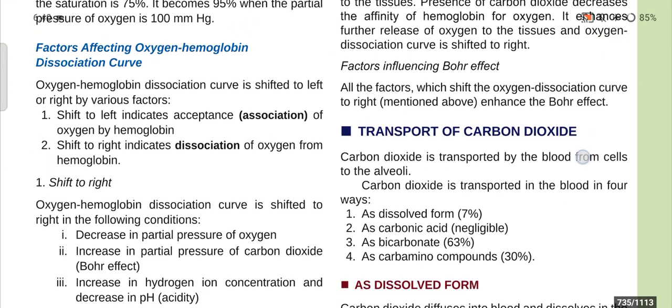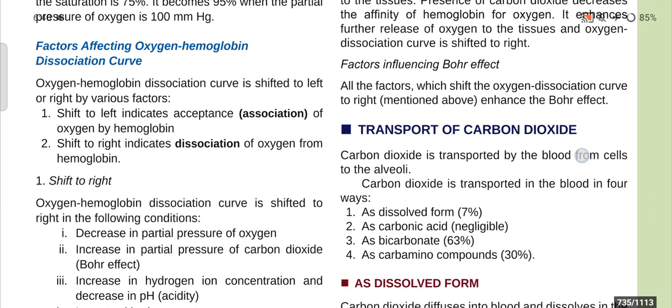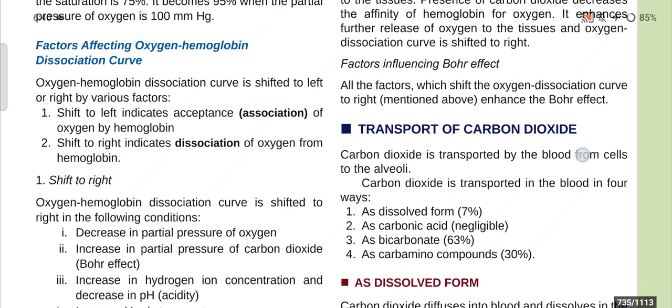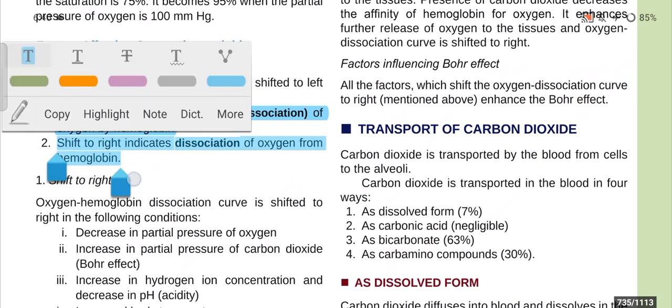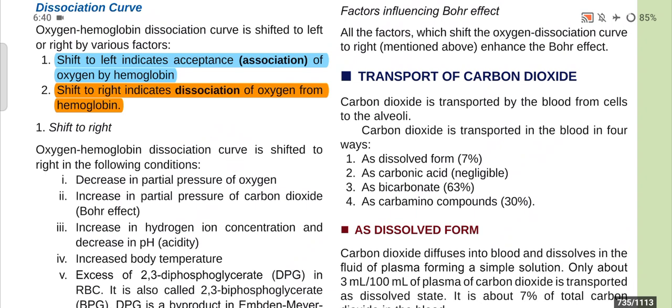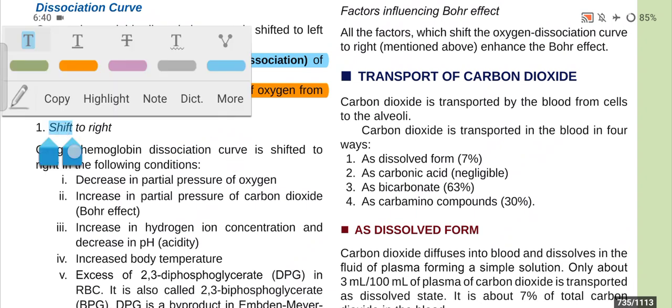Now, factors which affect the oxygen hemoglobin dissociation curve. The oxygen hemoglobin dissociation curve is shifted to left or right by various factors. Shift to left indicates the acceptance or association of oxygen by the hemoglobin, and shift to right indicates the dissociation of oxygen from the hemoglobin. Now, shift to right, what does it indicate?